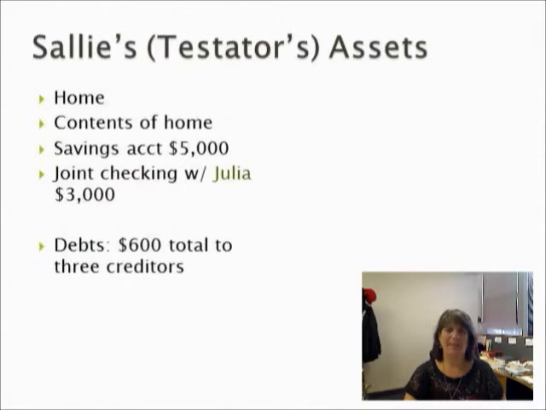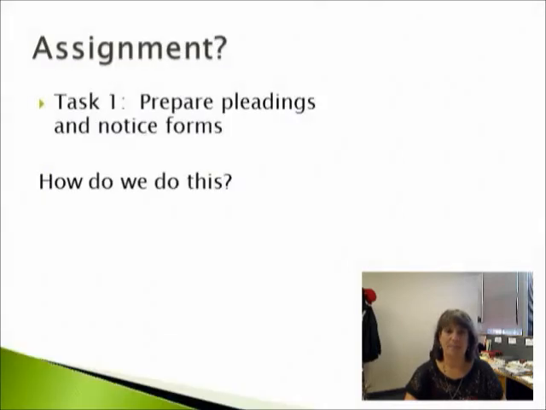Okay, so as the executor, we know that Julia now has to figure out what Sally has and who gets it. First of all, we're told what Sally has. There's her home and all the stuff that's in it, a savings account, and a joint checking account with Julia. And very minimal debts, about $600 owed to 3 different clients.